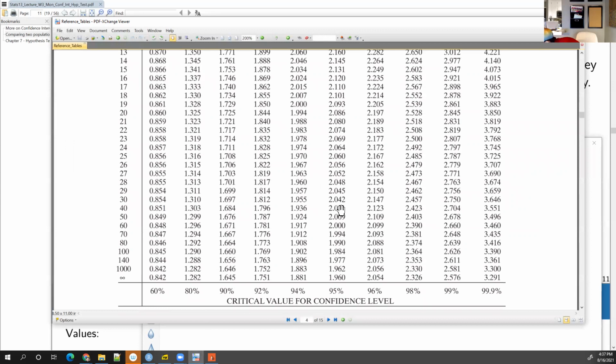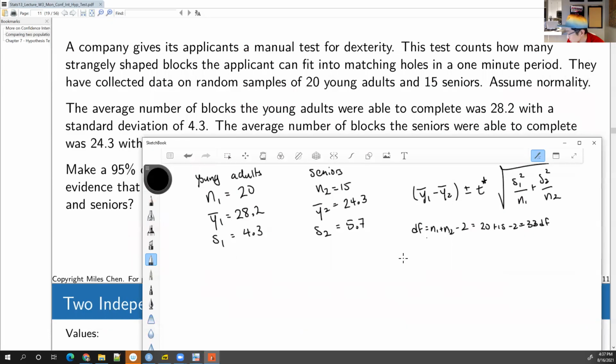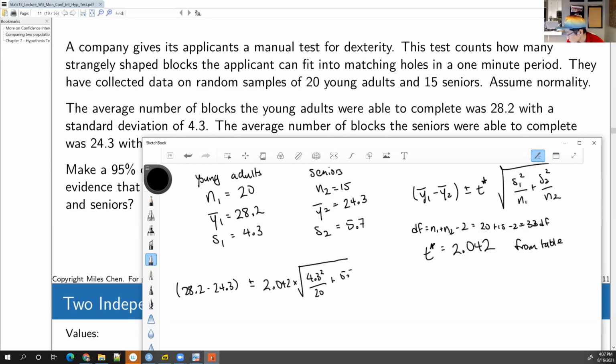My eyes are playing tricks on me. 2.042. That's going to be the T star we're going to use, from the table. Okay, and so now it's a matter of just plugging in the numbers we have. So Y bar 28.2 minus 24.3 plus or minus 2.042 multiplied by the square root of S1, 4.3 squared over N1, 20, plus S2 squared, 5.7 squared over N2, 15.